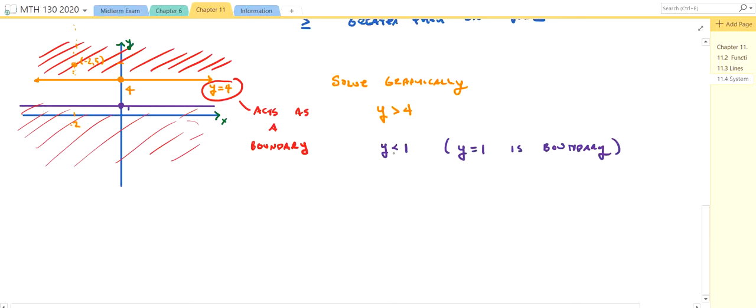Suppose I were to modify this and say y is less than or equal to 1.